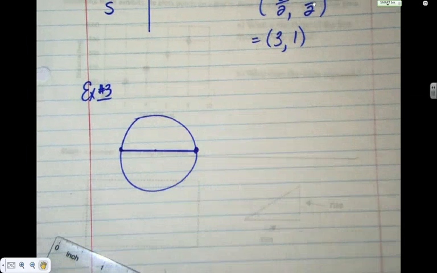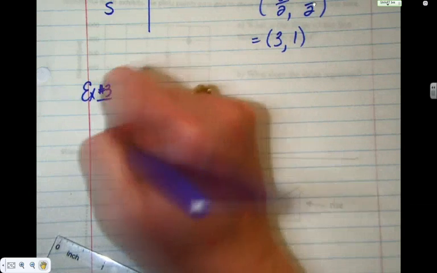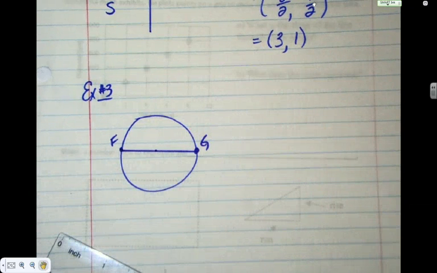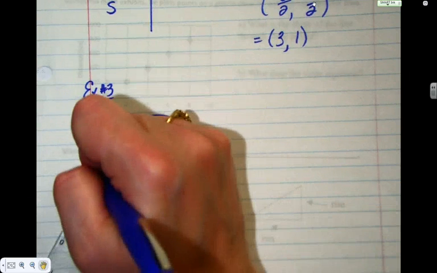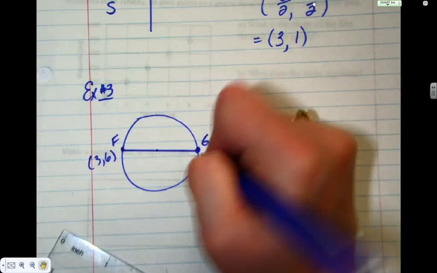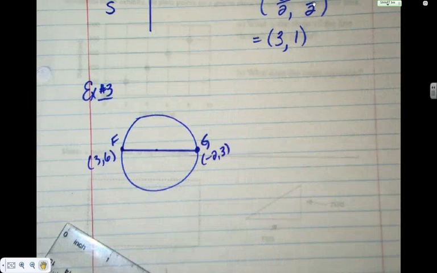What they're telling us is the 2 endpoints of the diameter. One is F, one is G, it doesn't matter which one goes on the left and which one goes on the right. We just know one is F and one is G. We're told that F is at 3, 6, and G is at negative 2, 3. So I could have chosen to plot this on a coordinate plane. It's just not necessary to do the question. But if that makes more sense to you to actually plot the points, draw a circle, then do that.